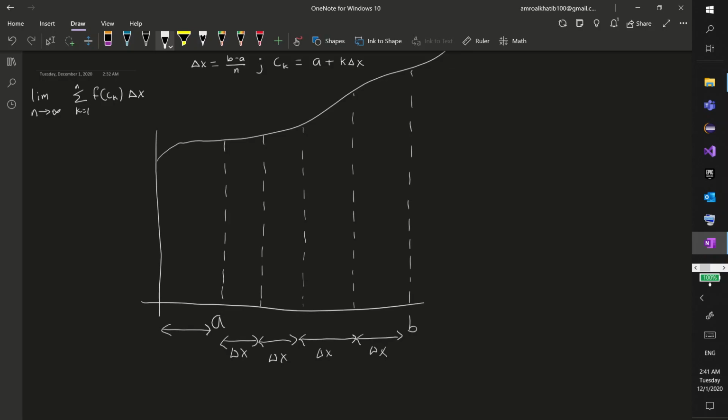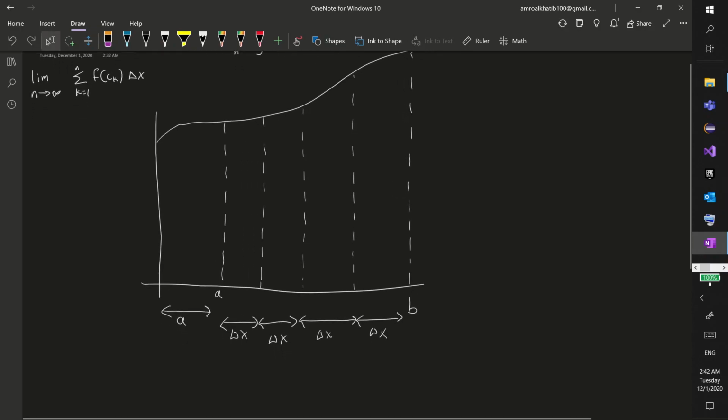And this distance is called A, right? You have the point A over here, so this distance is A. What we're going to do is find the area of this rectangle and add up the rest, and we should get approximately the whole area, right? And this point on the y-axis is going to be f of some point, call it c0. And this point is going to be f of c1, and so on and so forth.